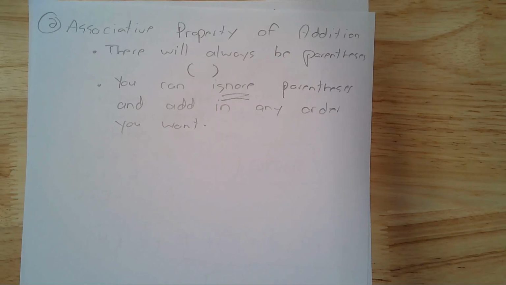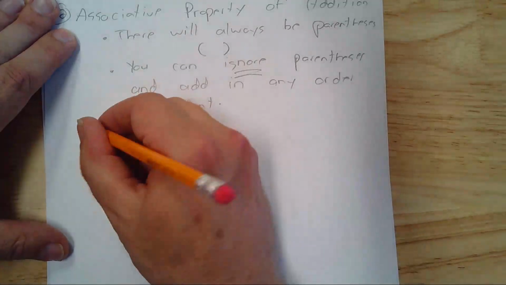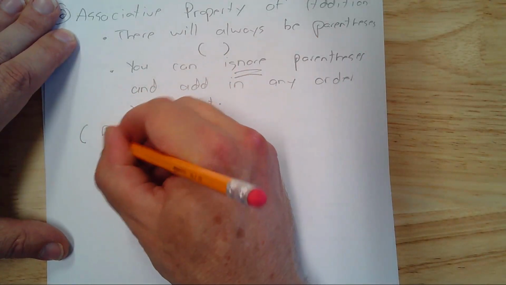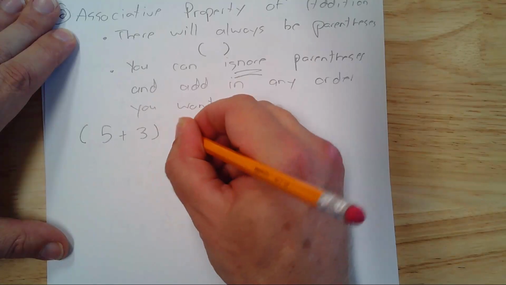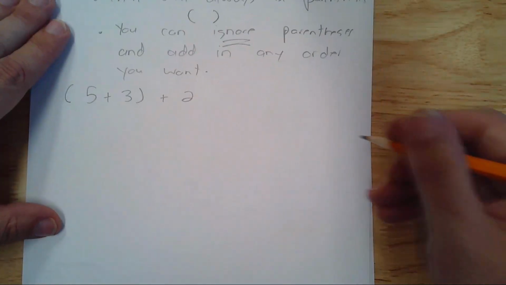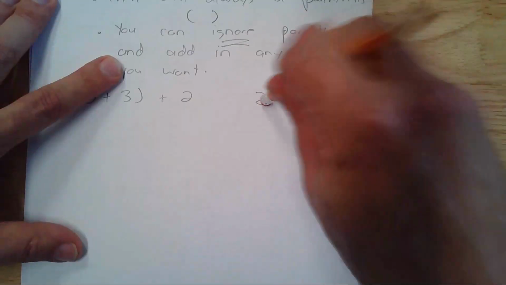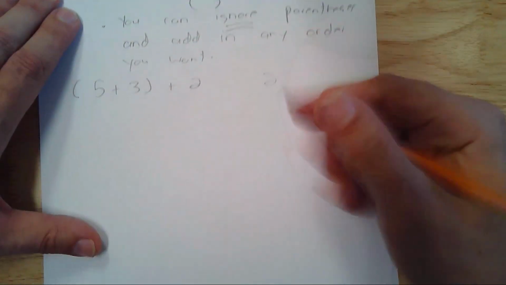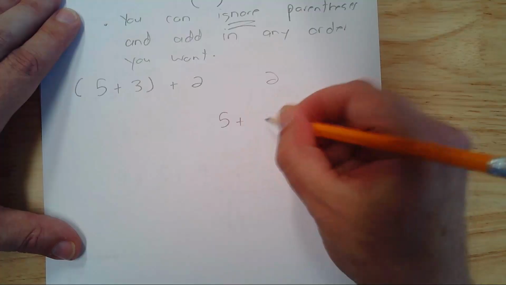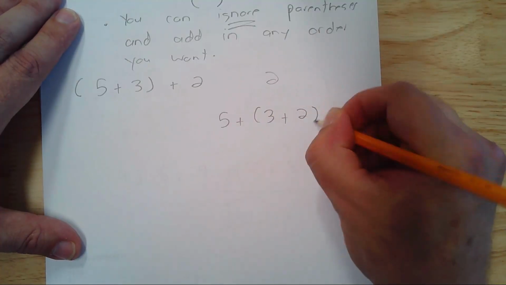I like mine. You can ignore parentheses and add in any order you want. That's all I'm saying. Yours makes more sense. Right. So what we're saying here is they kind of do 5 plus 3 plus 2, and then over here, let's do it down here. 5 plus 3 plus 2.